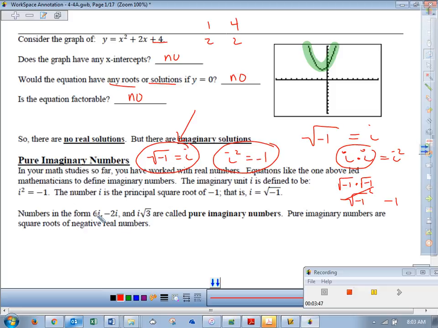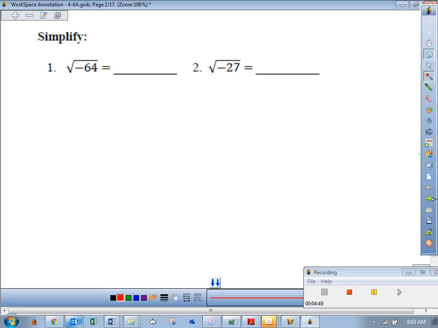We also have what are called pure imaginary numbers, like 6i, negative 2i, and i square root of 3. They're called pure imaginary numbers because there are no real numbers involved with them, and we'll see that as we go along here. So they want us to simplify these radicals. The square root of 64.